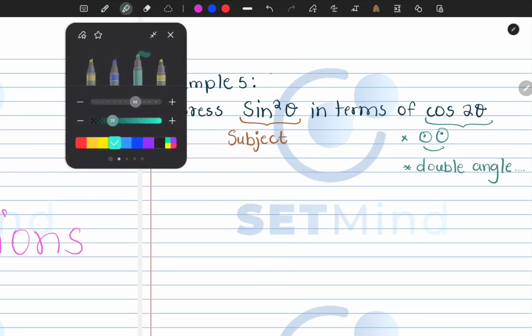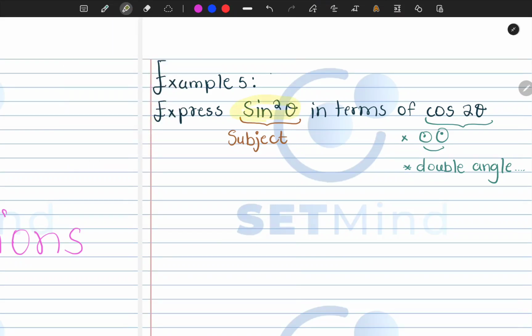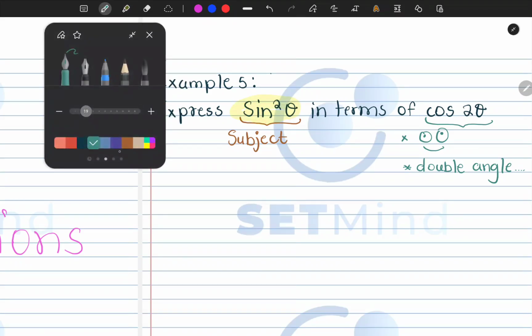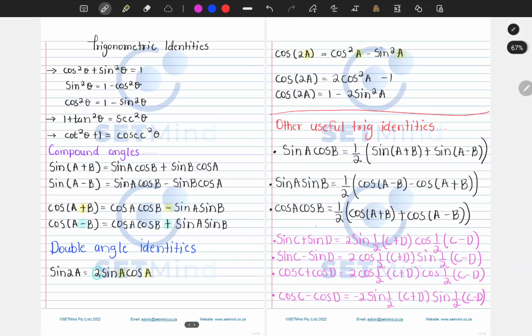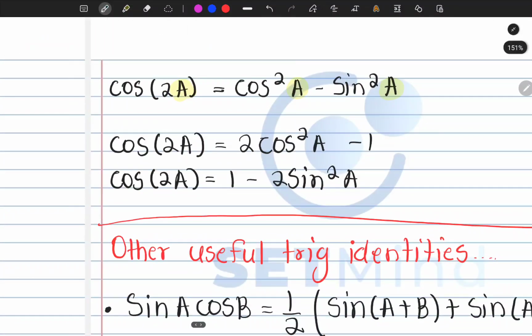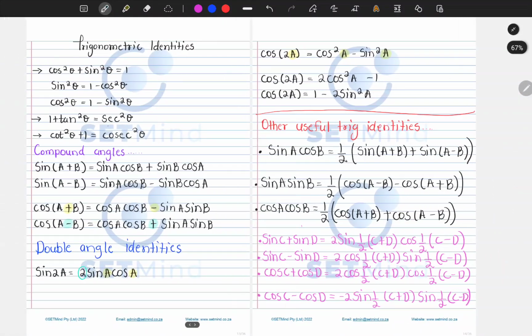And they say that we need to express it in terms of sine squared theta. So how do we do that? Well, since we are dealing with a double angle, we'll write what we know about the double angle. So cos of 2 theta, if you refer to the double angle identities here, we wrote it. It is equal to 3 expressions.